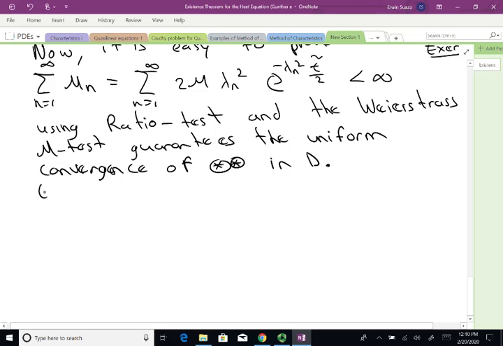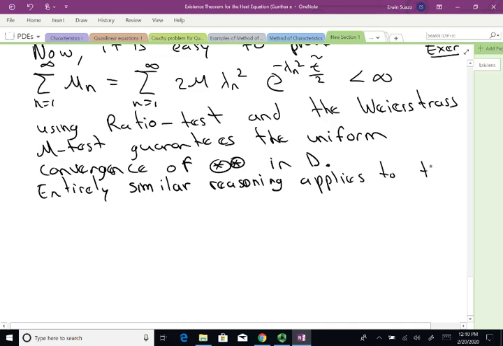So entirely similar reasoning applies to the other series, for the derivative with respect to time and the derivative with respect to x.